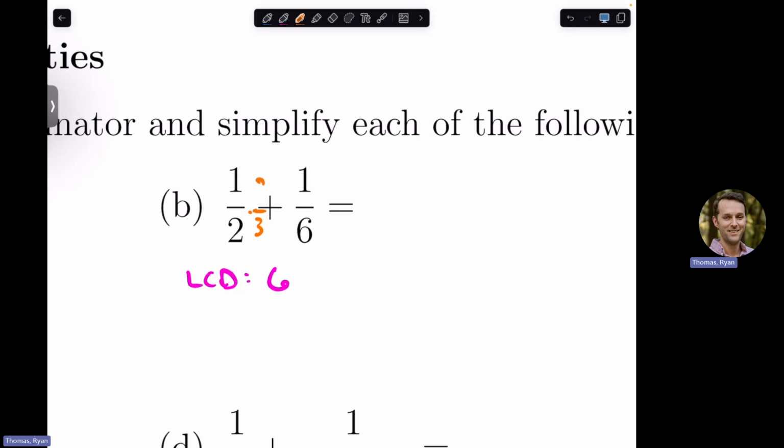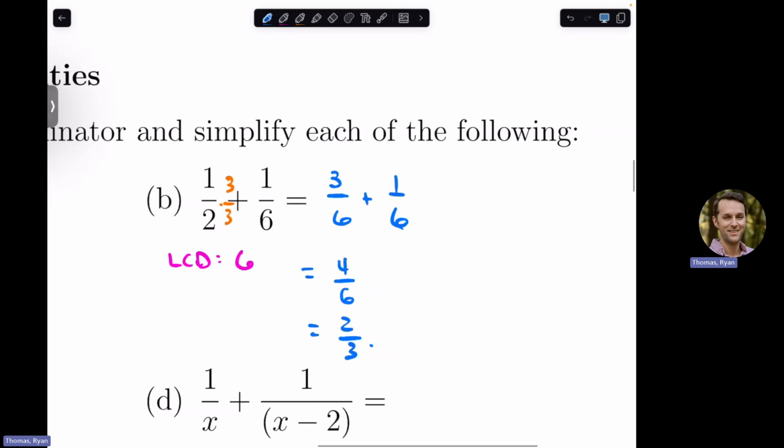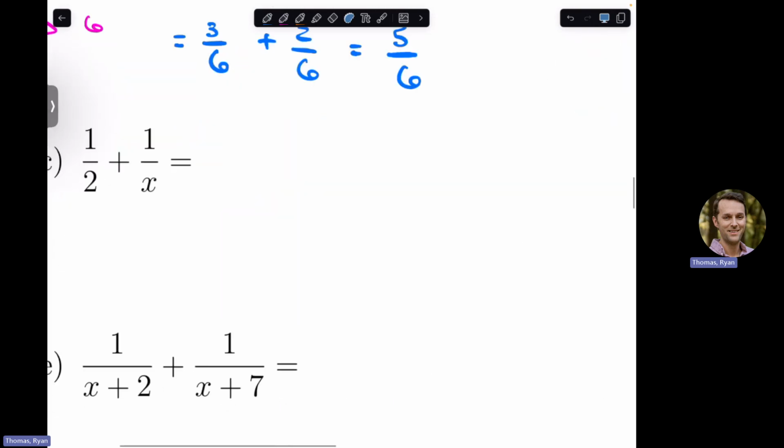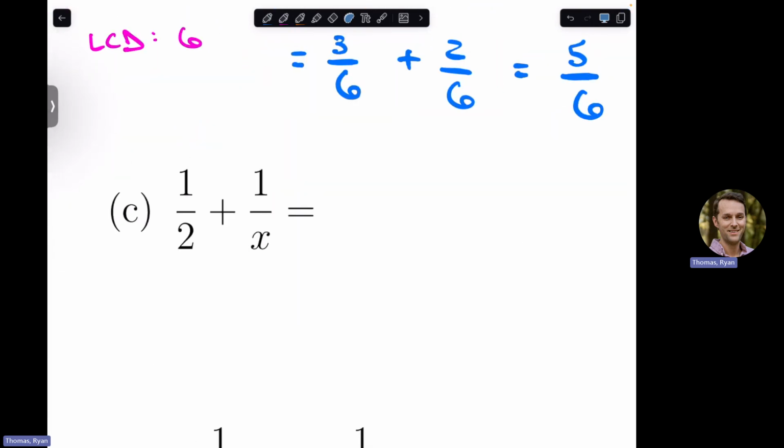Multiply this by 3 over 3. The other one is already written in terms of something over 6, so we can leave it alone. So 3 over 6 plus 1 over 6 is 4 over 6, which is 2 over 3. Okay. Everybody feel good about that? Yeah? All right. Okay. Well, what if the fractions are 1/2 and 1 over x?